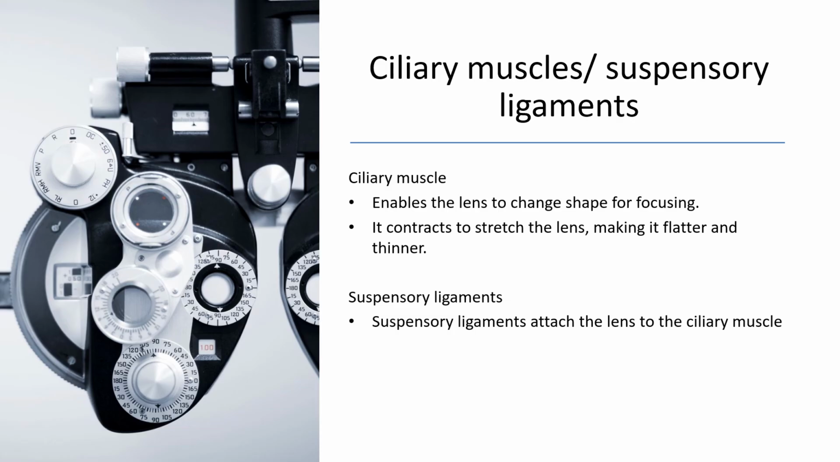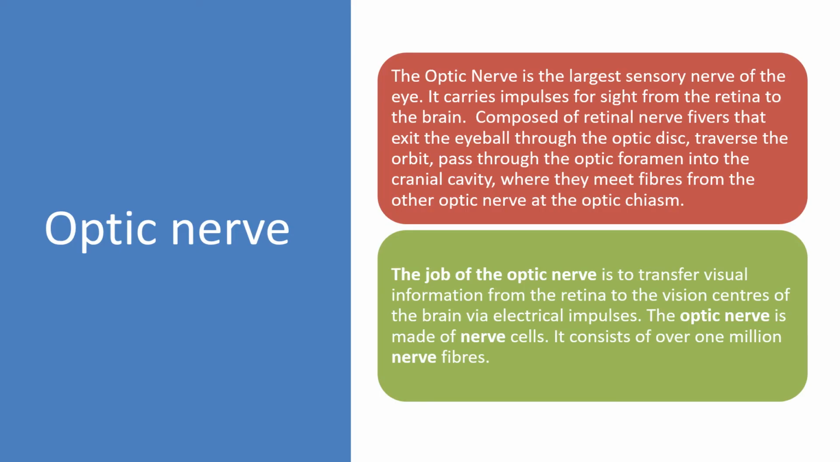We have ciliary muscles and suspensory ligaments. So a ciliary muscle enables a lens to change shape for focusing. It contracts to stretch the lens, making it flatter and thinner. Then we have the suspensory ligaments, which attach the lens to the ciliary muscle. The optic nerve is the largest sensory nerve of the eye. It carries impulses for sight from the retina to the brain. Really important to remember that. It's to transfer visual information from the retina to the areas of the brain via electrical impulses.